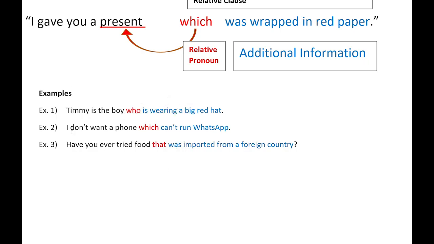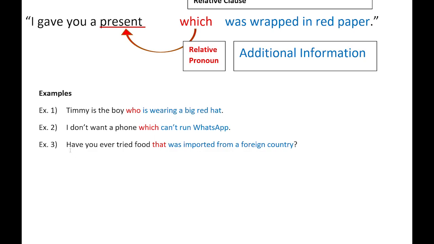In the second example, I don't want a phone which can't run WhatsApp. Run in German means ausführen, benutzen. And in this case, we use the relative pronoun which because a phone is just a thing. So in English, for things and animals, we use which as a relative pronoun.